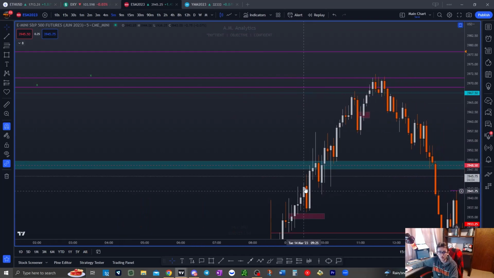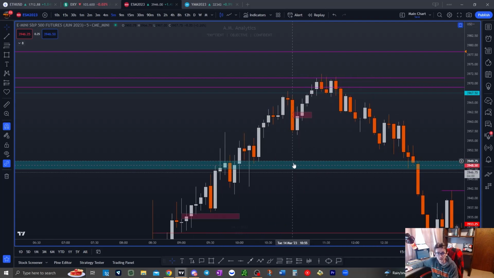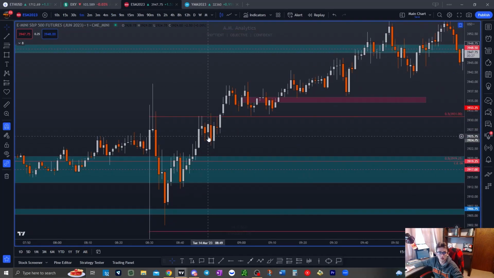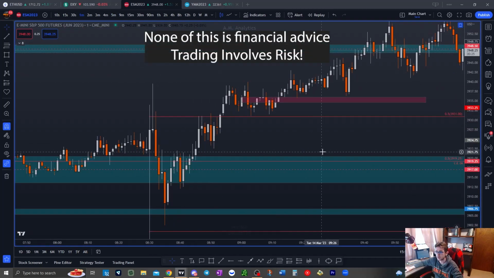So target number one for me today was this NWOG up within here, this blue box. And then we're also targeting up within here at these highs, which were then hit later on. All right, I'm going to go down here to the 1 minute chart and really give a good rundown of what price did so you guys can get a really good understanding.